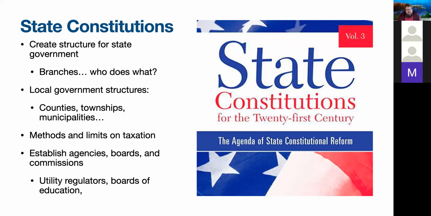Methods and limits on taxation. So if Montana were to adopt a sales tax, we would need to amend the state constitution to provide for that. Other states have a sales tax. We do not. The state constitutions establish agencies, boards, commissions, including regulating utilities, so boards to do that. Montana is a state that has a public service commission that we've talked about previously. Boards of education that oversee public schools. Most states, the legislature is not the be-all, end-all of managing schools. It's a board of public education that oversees basically all of the schools in a state.